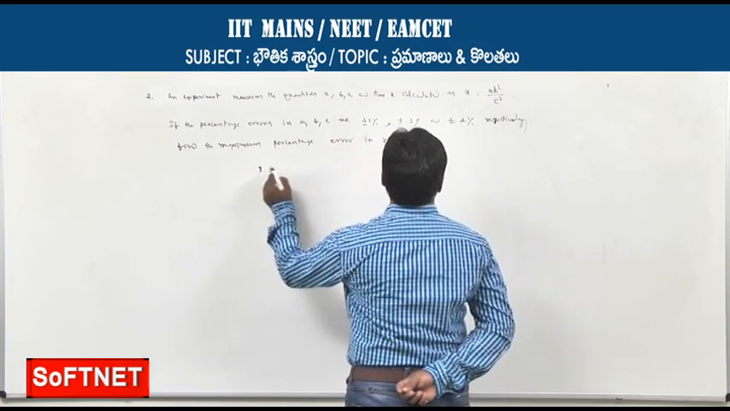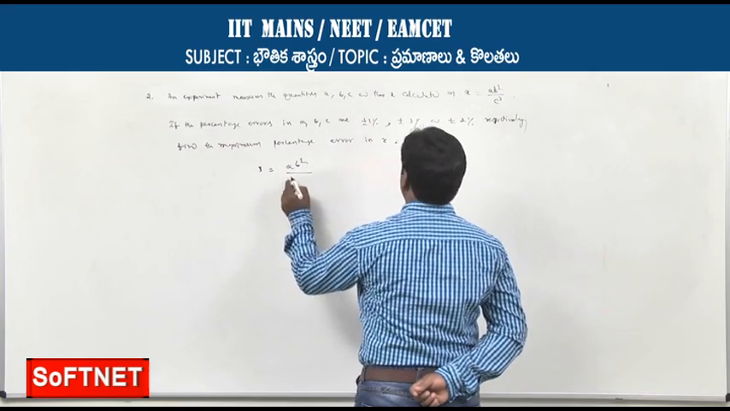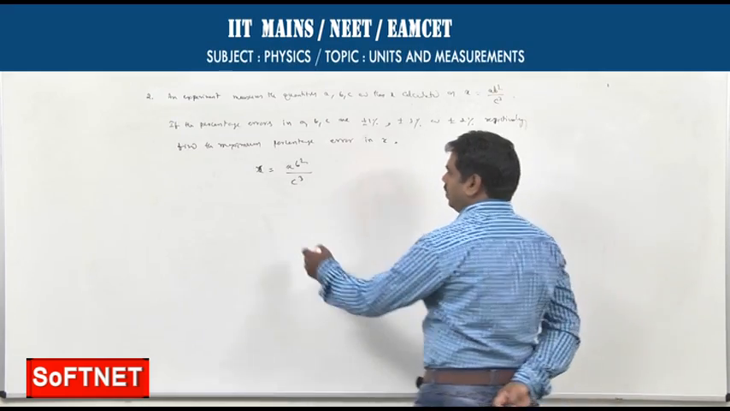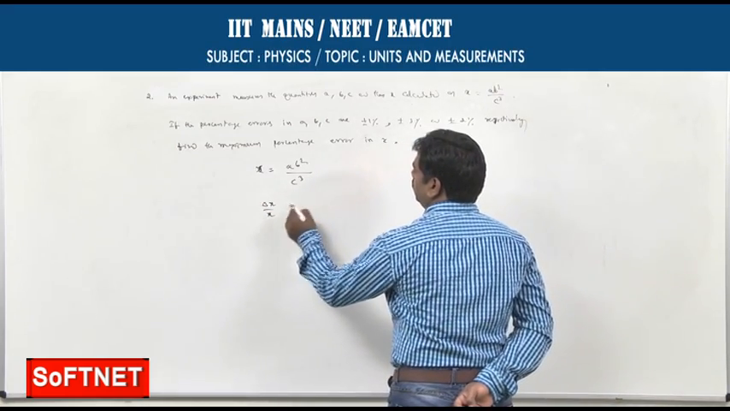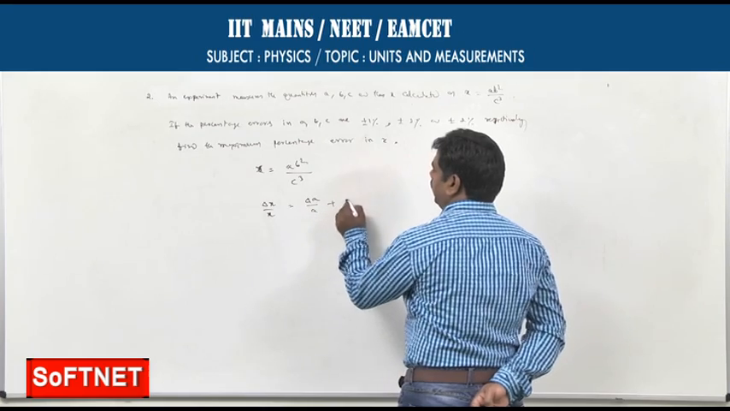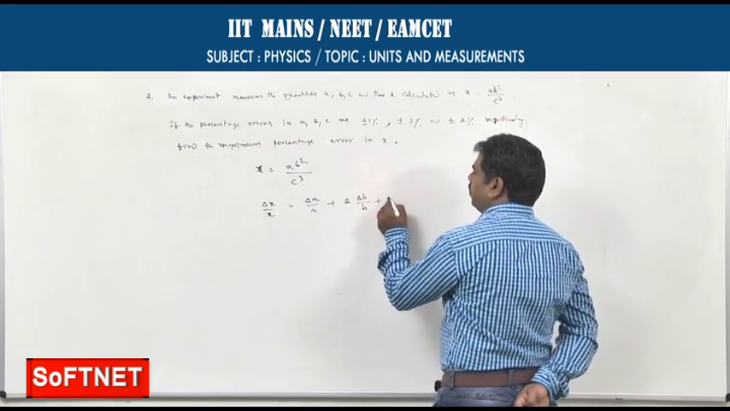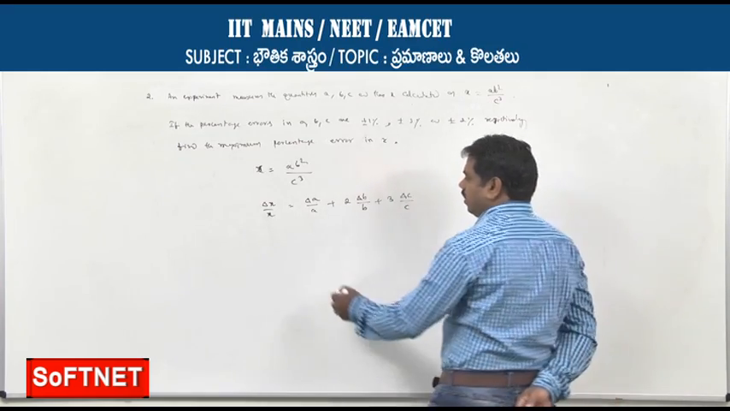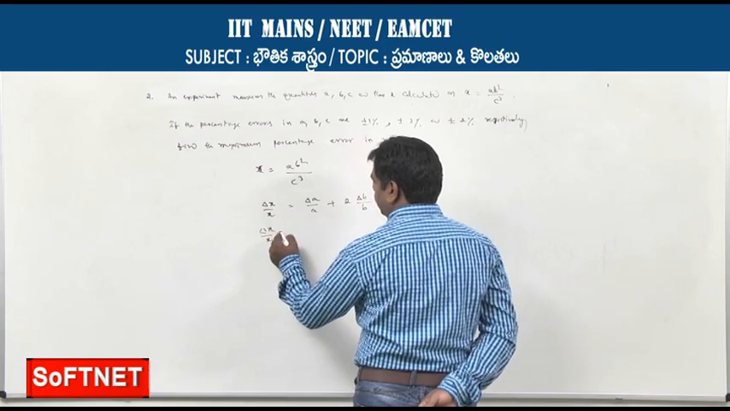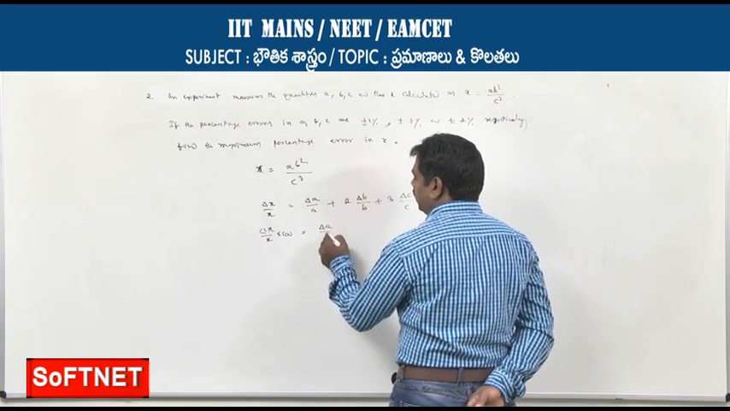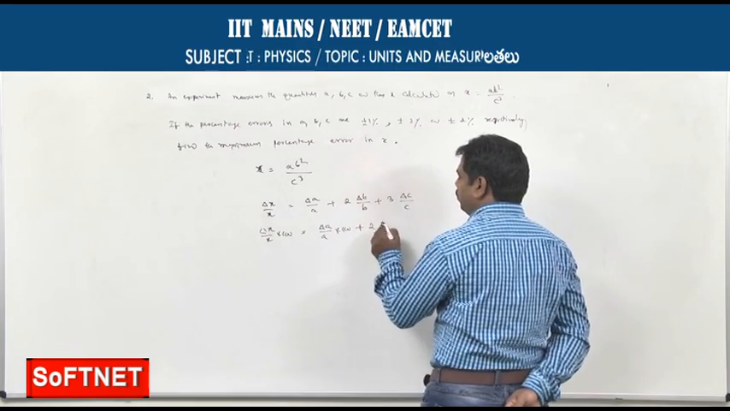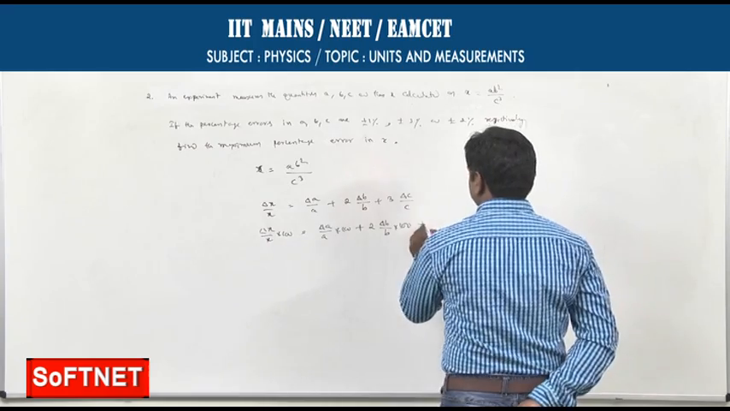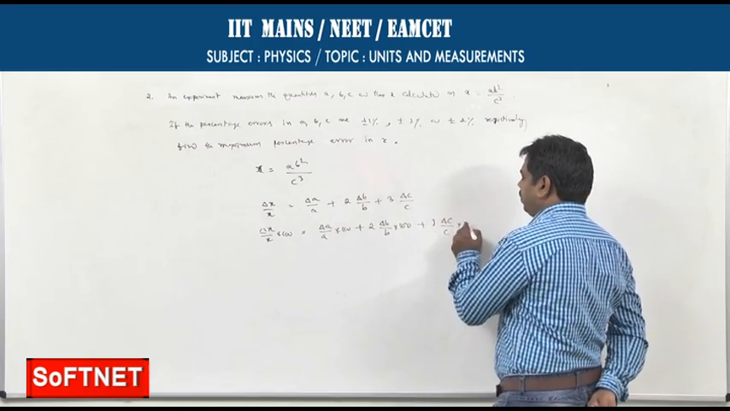We are given that X is equal to AB square by C cube. In the propagation of the errors, we have already studied that delta X by X is equal to delta A by A plus 2 into delta B by B plus 3 into delta C by C. Now, taking the percentage, delta X by X into 100 is equal to delta A by A into 100 plus 2 into delta B by B into 100 plus 3 into delta C by C into 100.